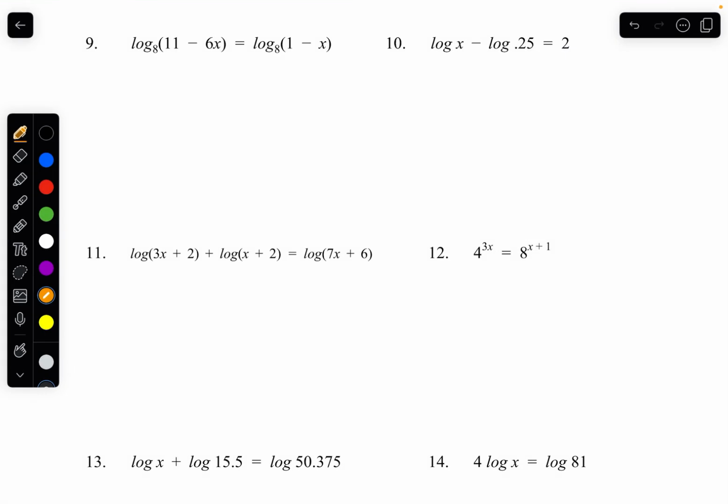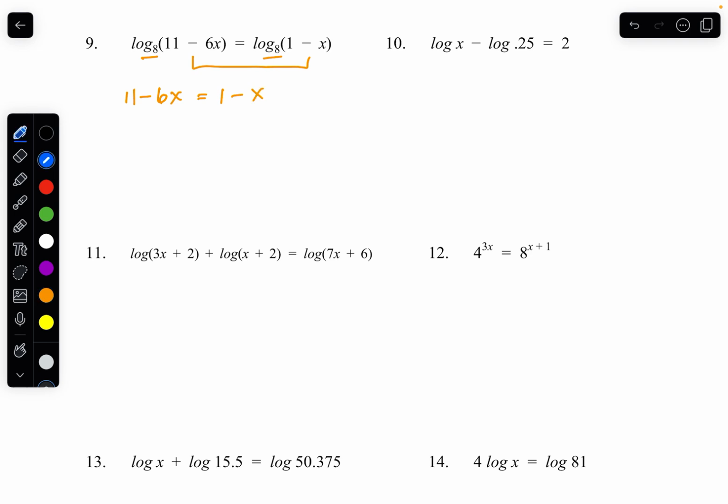Okay, so this one will be 9 through 12. And when we look at the first problem, I'm noticing we have a log base 8 and a log base 8. So all we're going to do is set these two things equal to each other. So 11 minus 6x, 1 minus x.